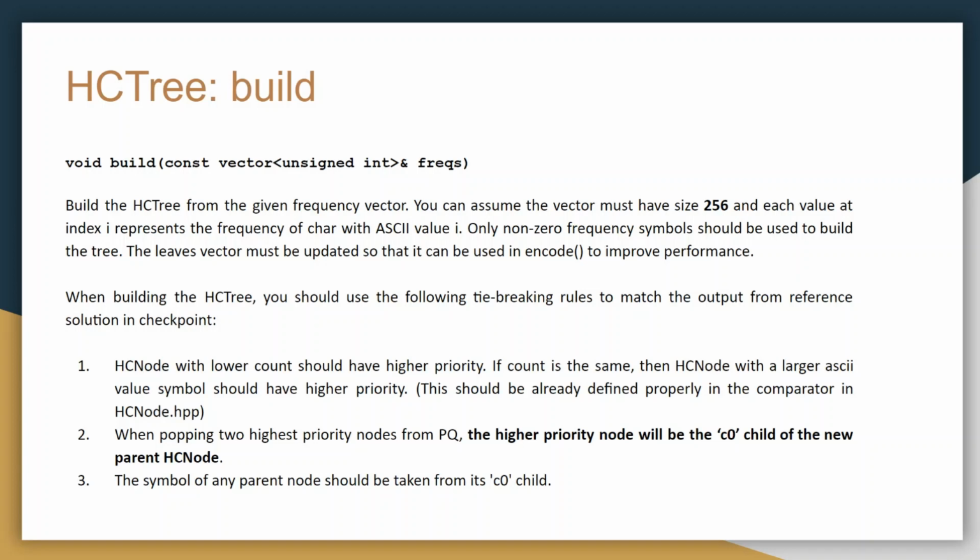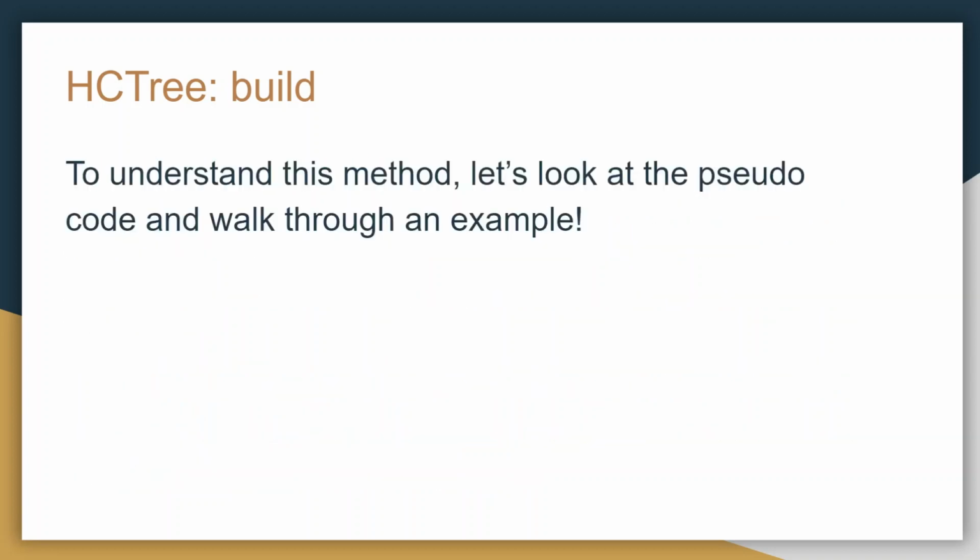Now for building this tree, this is essentially what is given to you in the code, but it's important to remember that for this, you're going to want to use a priority queue, and assuming you pass the comparator, which you should be doing, you don't actually have to worry about the priority at this time, because the priority queue will handle that for you using your comparator. Then you just need to pop off nodes, and you will get the next node with the highest priority based on what we determined priority to mean for these HC nodes. So to understand this, we're going to look at the pseudocode and then walk through an example.